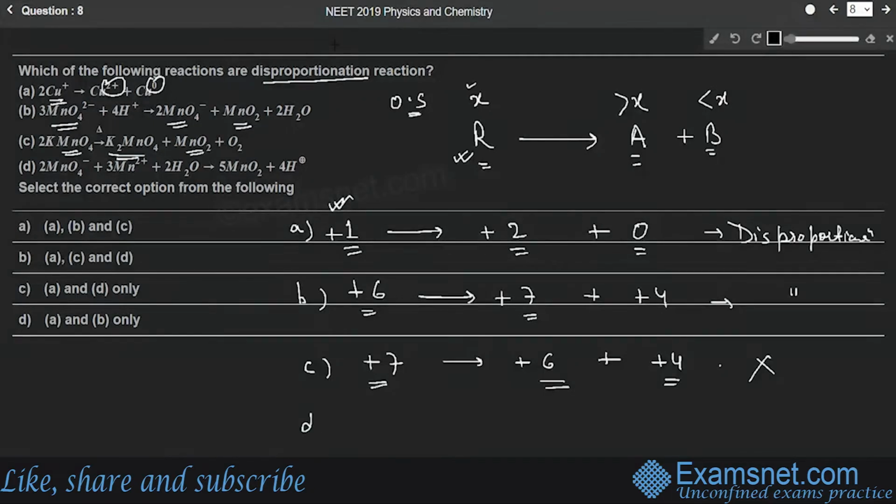And in the last one we can see that the oxidation state of manganese on the reactant side is +7, then +2, and then on the product side it is +4. So this time the process is reversed. That means the intermediate oxidation state is on the product side. So this will also not be a disproportionation reaction. So only A and B are examples of disproportionation reactions. So option D will be the correct answer, A and B only.